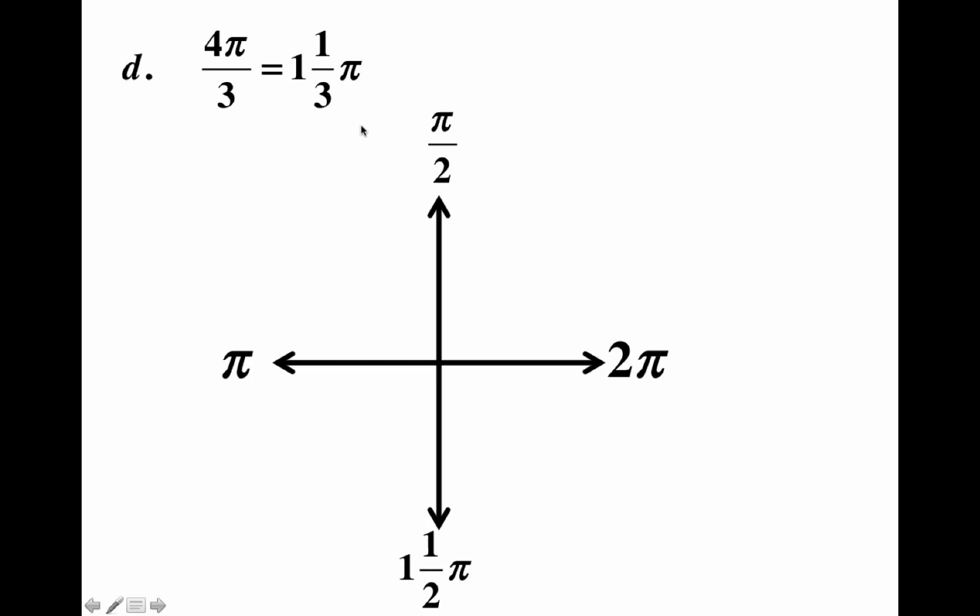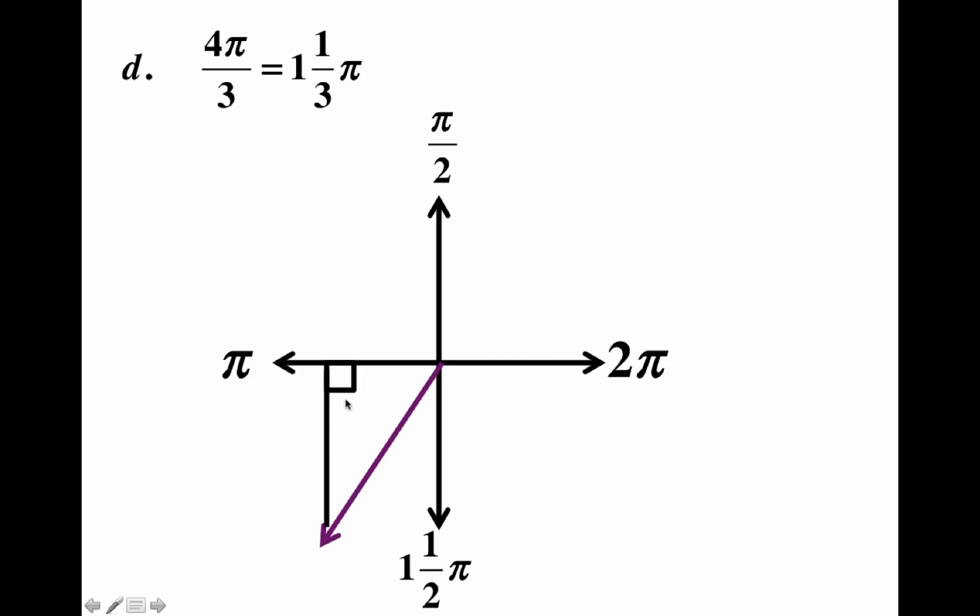Part D. Notice we have another improper fraction. We should write it as a mixed number. So 3 goes into 4 once with 1/3 left over. So it's 1 1/3 pi. Draw your picture. So we have half a pi, 1, 1 1/2, 2. Notice 1 1/3 pi is more than 1 pi, but it's not quite 1 1/2 pi. So it's in between again.